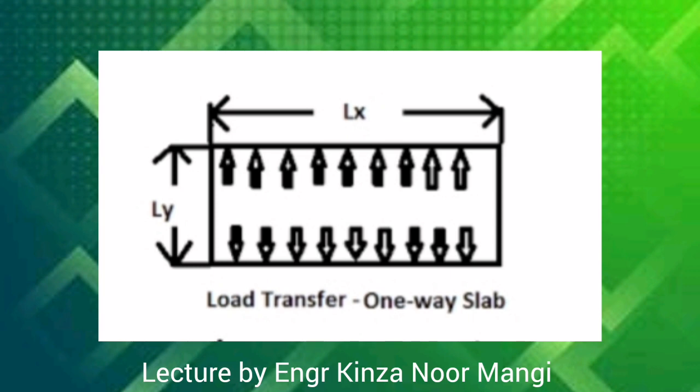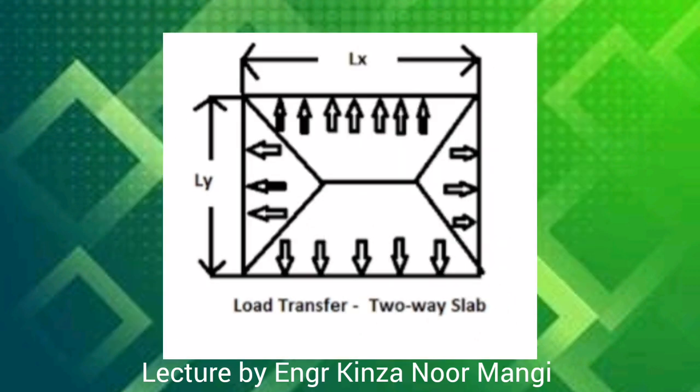The load transfer mechanism of one-way slab. The load of the one-way slab, which has a rectangular shape, is divided equally between adjacent beams. The interior beams take half of the total load of a slab on each side.